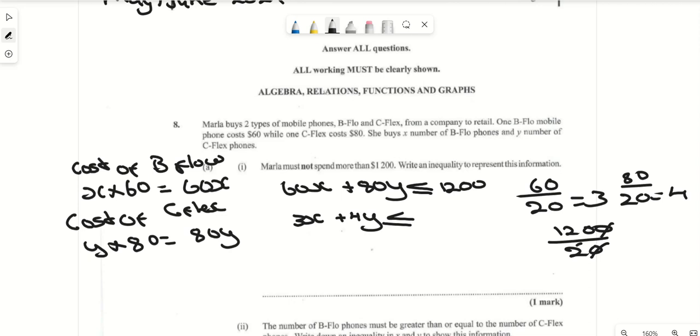Across all the zeros, 2 could go into 2, 1, 2 could go into 12, 6, 0, right? So 20 could go into 1,200 60 times. So my inequality will be 3x plus 4y is less than or equal to 60. And that would be my inequality to represent the information above.